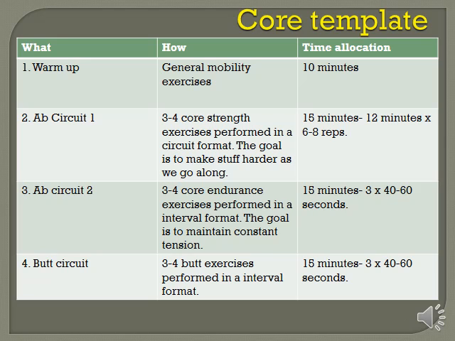For a core template, we have 2 ab circuits. Our first ab circuit is performed for reps, very similar in nature to our strength day. We want to try to make these exercises harder as we go along. So we're performing 3 to 4 core strength exercises, like straight leg sit-ups holding weights, ab wheel rollouts, things like that we can make progressively harder.